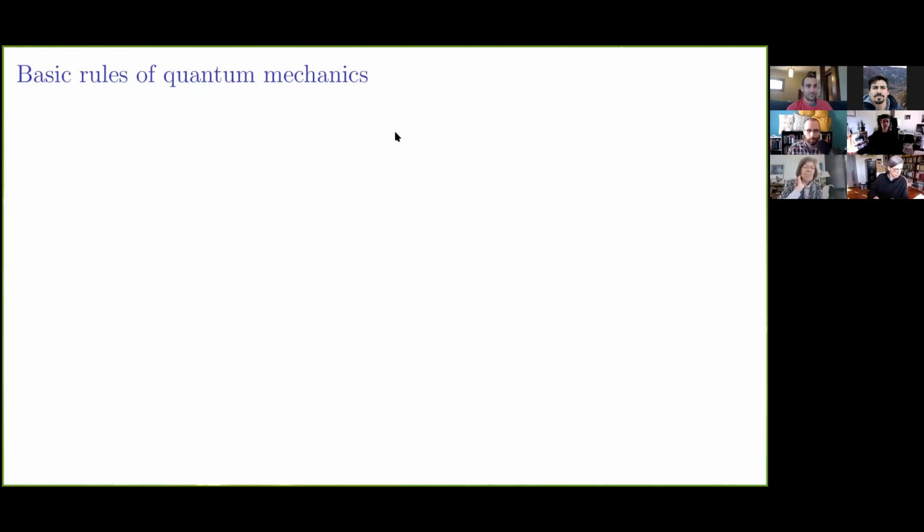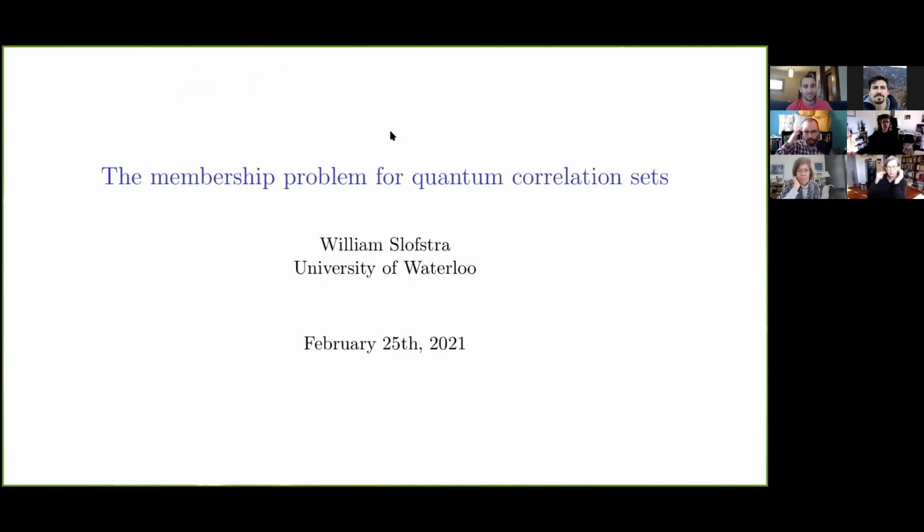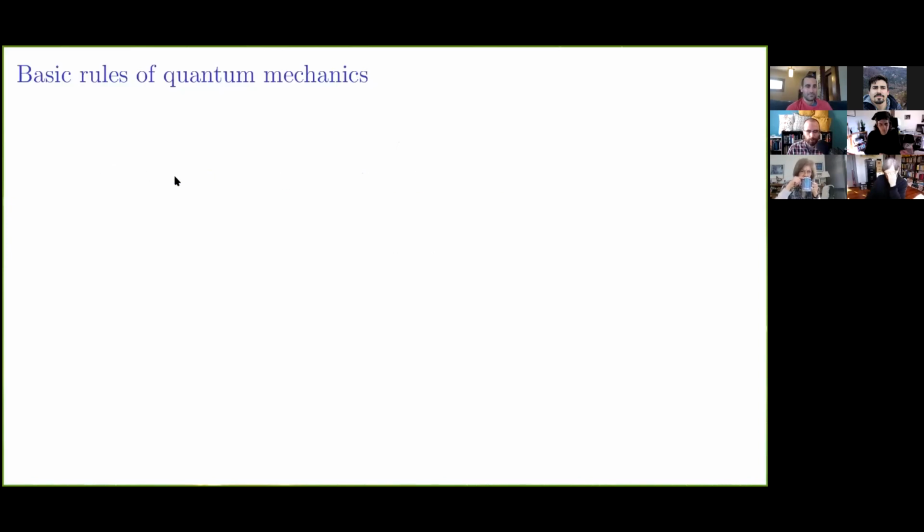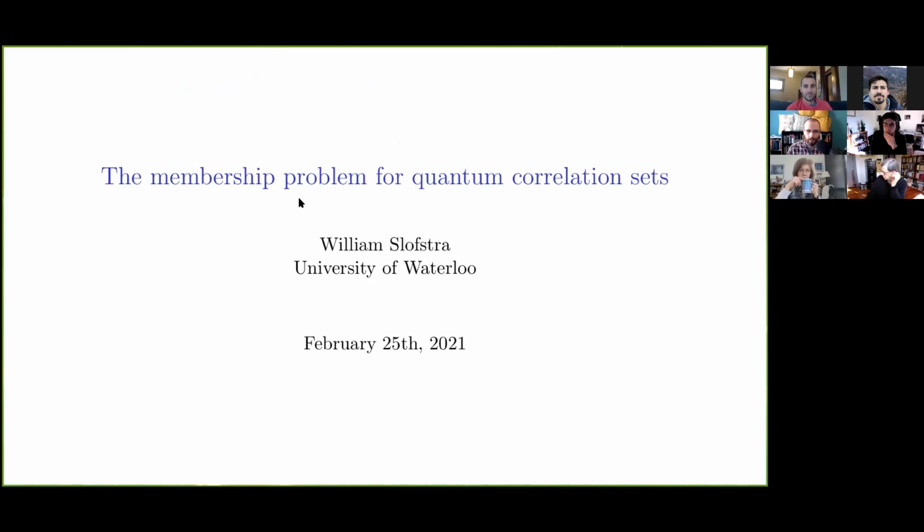So anyway, what I want to talk about today is quantum correlation sets. There's been a lot of development in this area, and it's one of my favorite things to talk about. And so the membership problem part here is just to give us some focus for the talk. What I want to do is give you some history behind what quantum correlation sets are, and then what the recent developments in them have been.